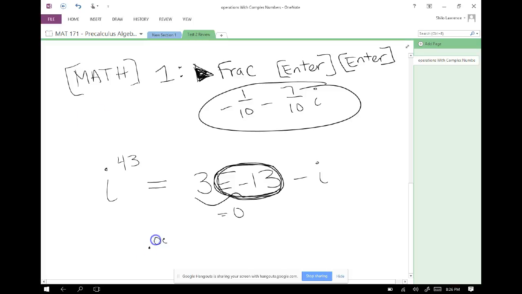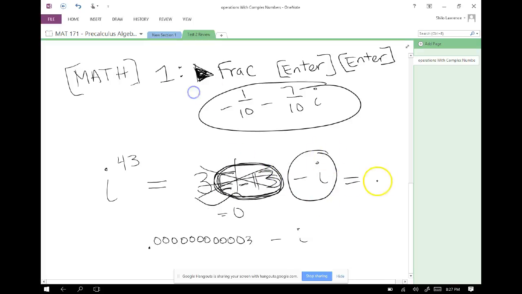So 0.0000000000, 13 zeros and then a 3 minus i. Anytime you see E negative and then a big number, ignore that whole thing. It's just 0. So really the answer here is just -i.